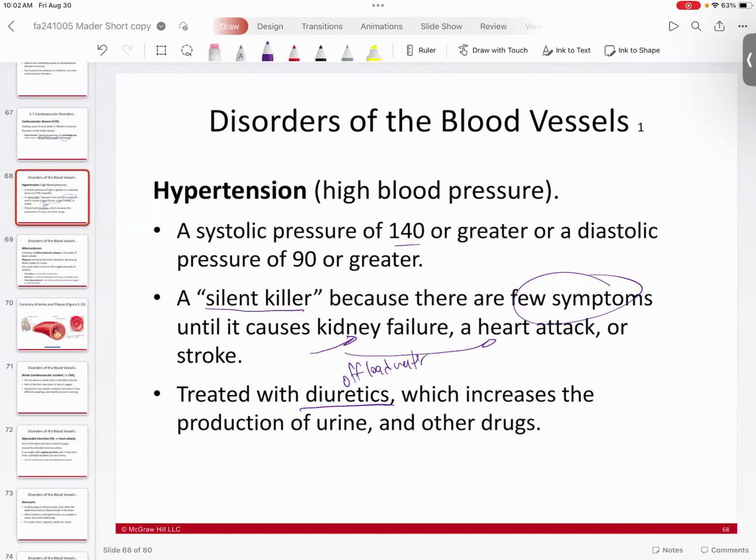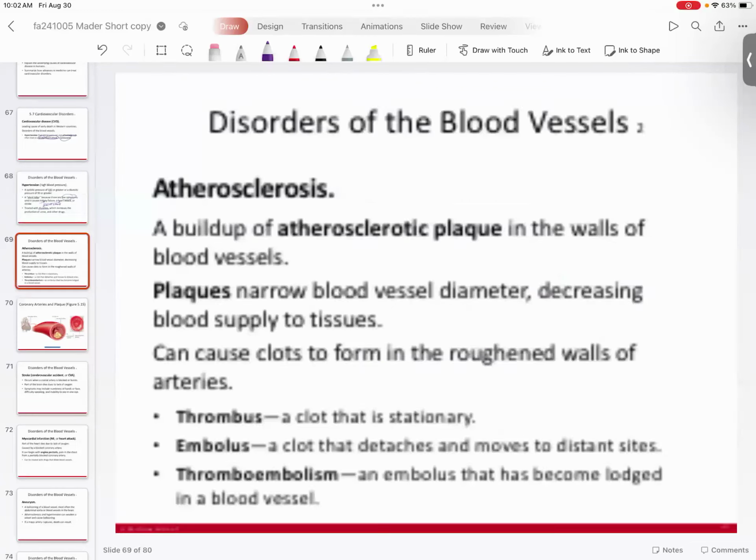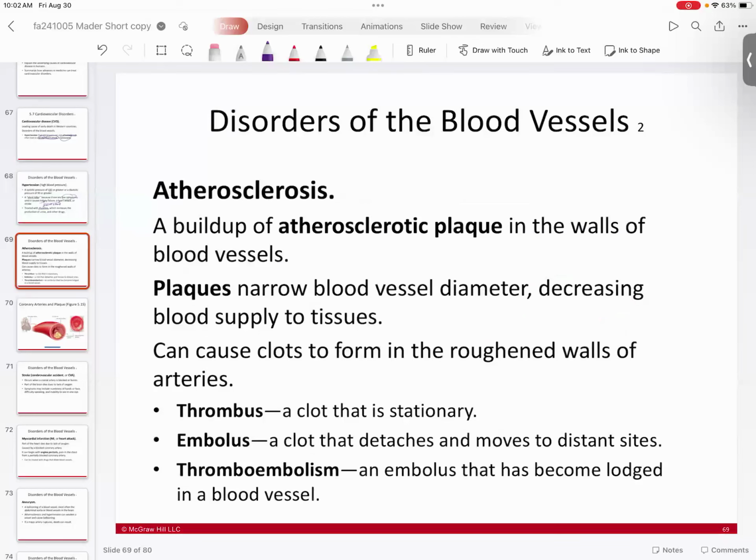To reduce blood pressure because most of your blood is made up of water. We'll learn that in the next chapter. And so you urinate off more water to kind of keep that blood pressure down.